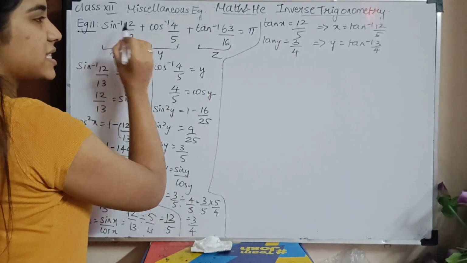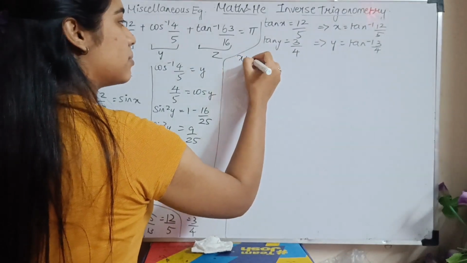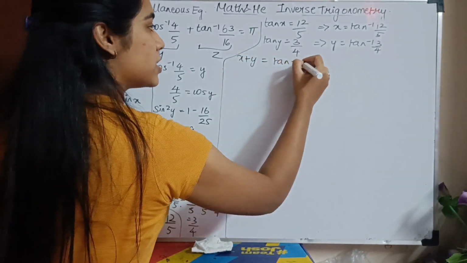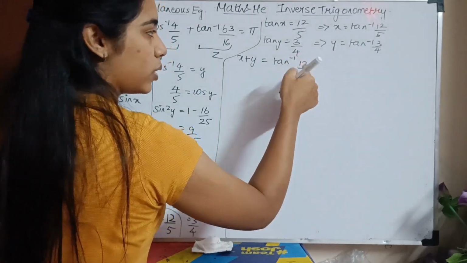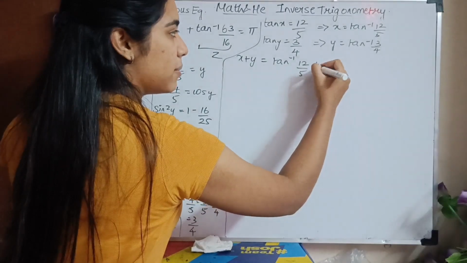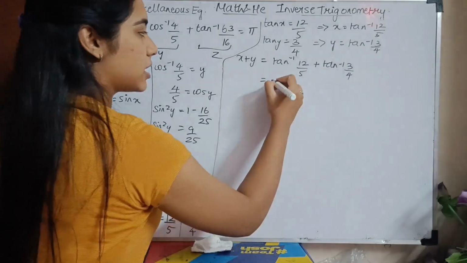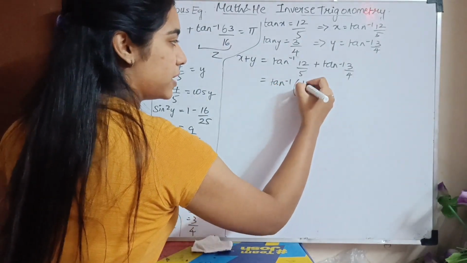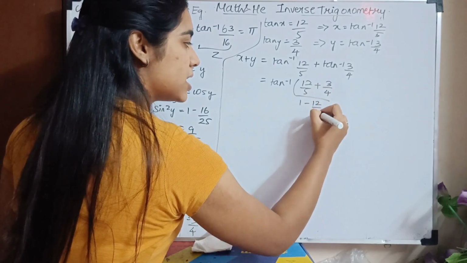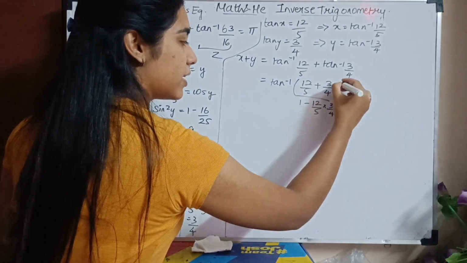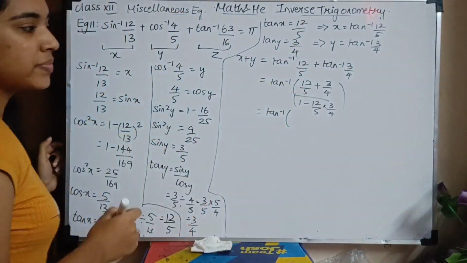This is the equivalent for sine. Sine is now tan. So, what will I have? First, I will add x plus y. So, x plus y is nothing but tan inverse of 12 divided by 5 plus tan inverse of 3 by 4. Tan inverse of a plus tan inverse of b is tan inverse of a plus b, which is 12 divided by 5 plus 3 divided by 4, the whole divided by 1 minus 12 divided by 5 times 3 divided by 4. Correct? Now, simplify.